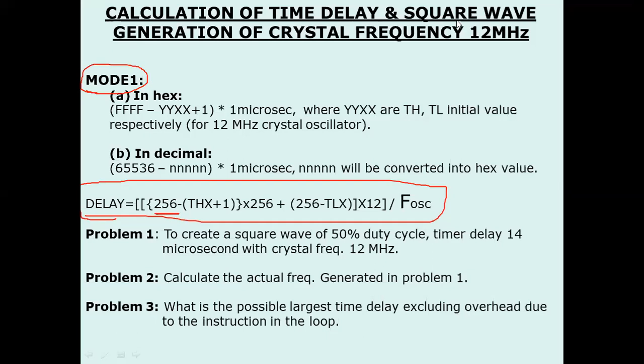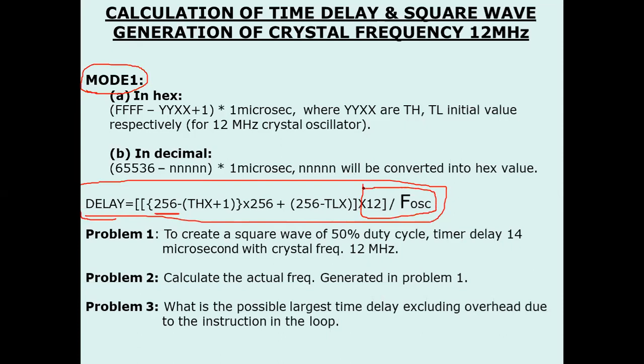And this particular THX will be counted 256 times. That is why 256. Now similarly, if you start counting from TLX, it is 256 minus TLX, because this timer low also counts up to 256. I mean 256 counts can be there. So 256 minus TLX, so together they will form this kind of machine cycles. And you know the significance of this 12 and FOSC.